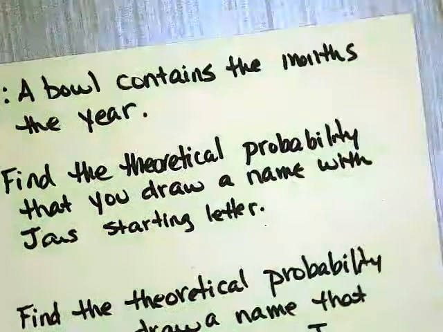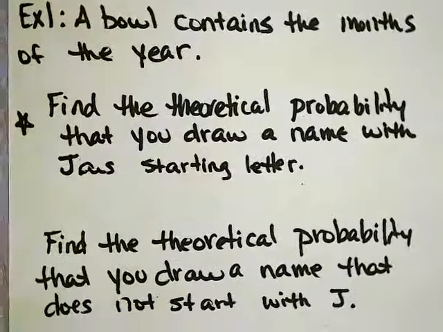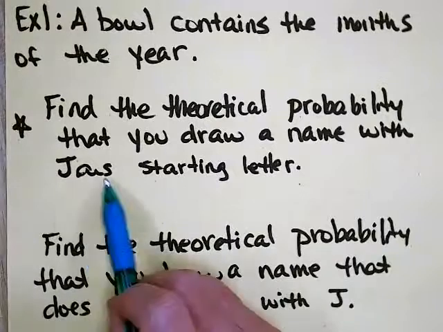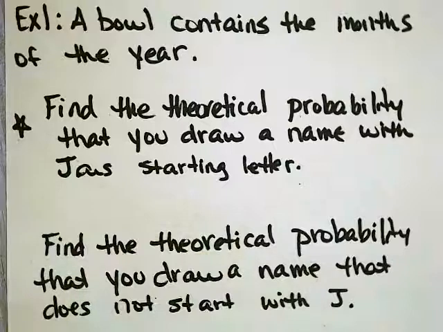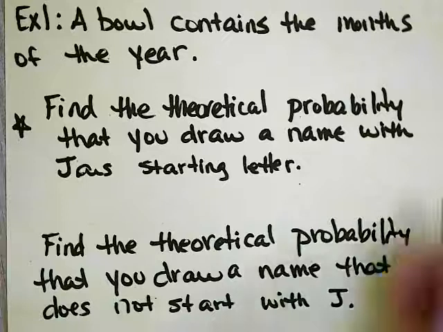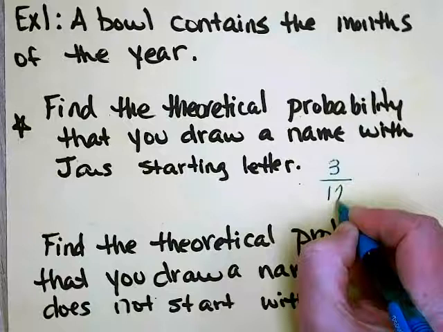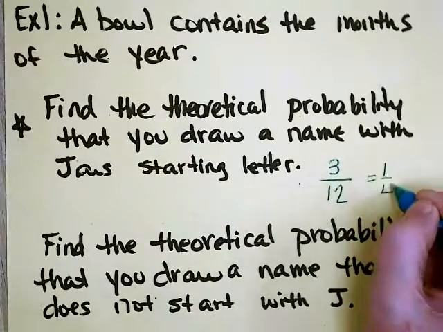Okay, let's answer a few questions here. First question says, a bowl contains the months of the year. Find the theoretical probability that you draw a name with J as the starting letter. That's hard to read, but that means J is the starting letter. So what are the options there? January, June, and July. 3 out of, how many months are there? 12. Simplify your fraction. 1/4.